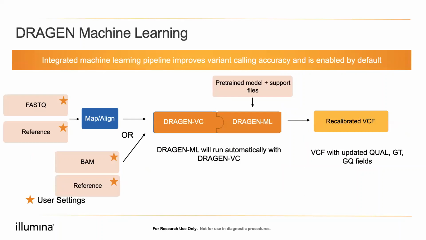Let's take a look at how this machine learning fits into the workflow. So you can input your FASTQ and reference into MapAlign, or your BAM and your reference into MapAlign, or your BAM and reference directly into the variant calling. And then the machine learning is kind of an additional step that's now integrated with the DRAGEN variant calling. It takes in the pre-trained model and support files that are part of the installer and runs the machine learning as an integrated step within DRAGEN variant calling. As an output, you get that recalibrated VCF that again has the updated qual, GT, and GQ fields, and should give you improved accuracy of variant calls.